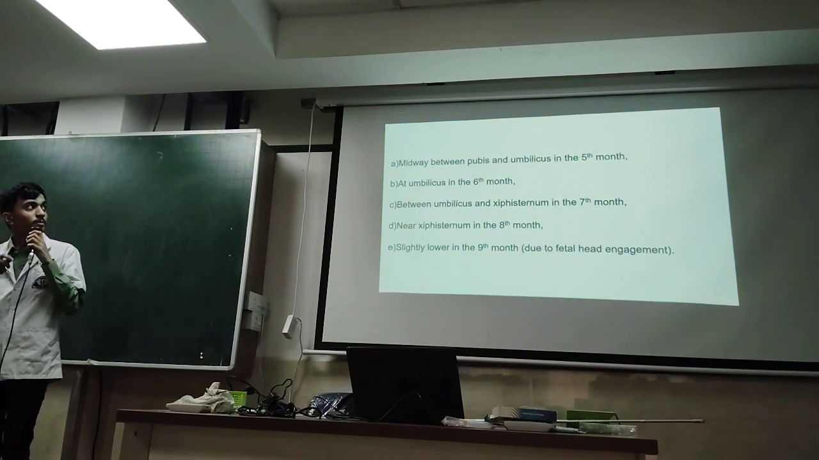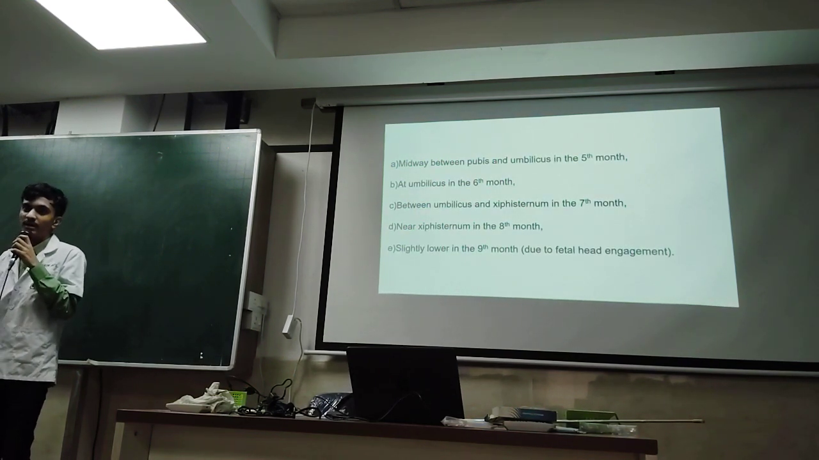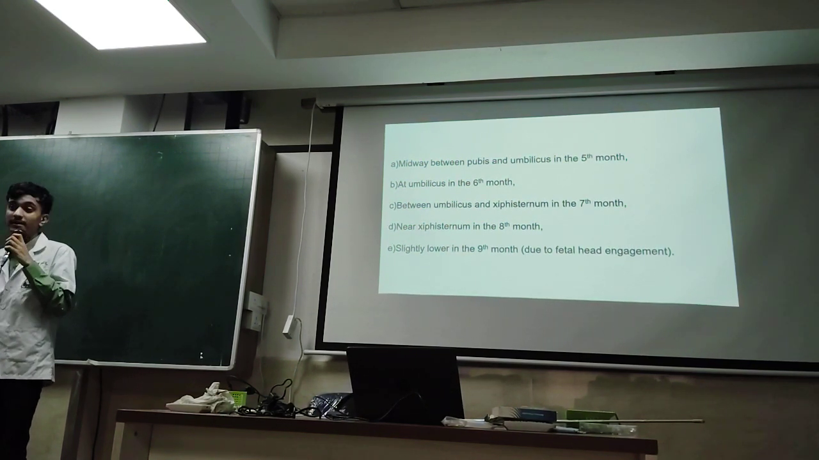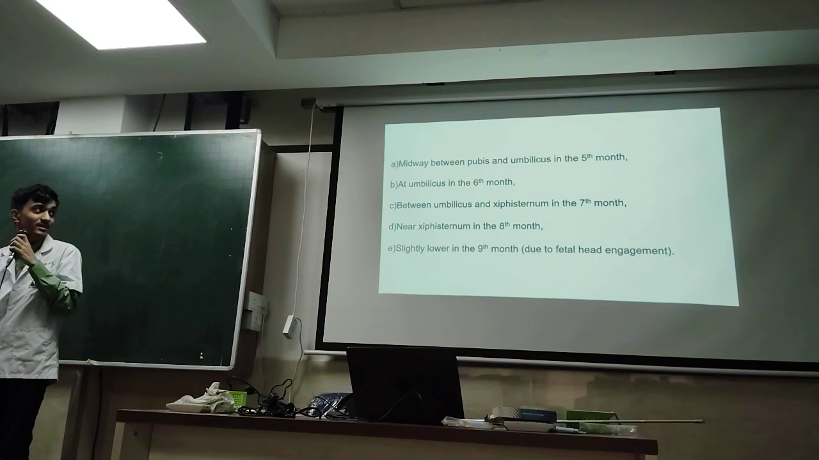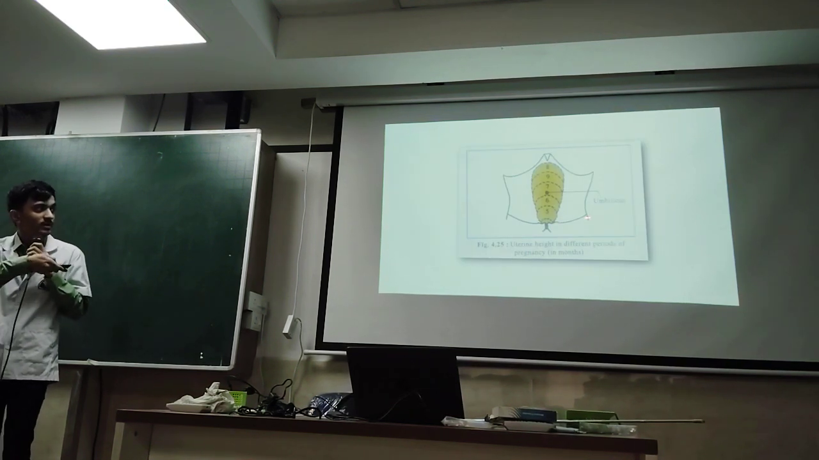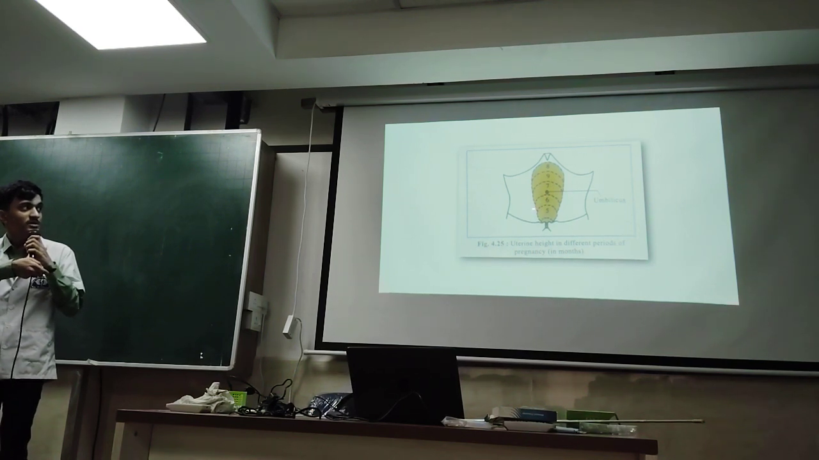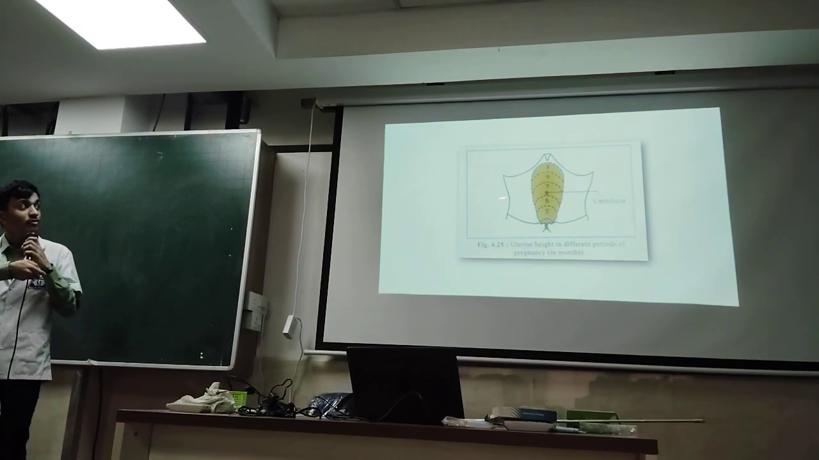In the 5th month, it is midway between the pubis and umbilicus. At the 6th month, it reaches the level of the umbilicus. In the 8th month, it reaches near the xiphoid process, and it descends downward in the 9th month due to the fetal head. As you can see in the diagram, in the 5th month it is between the pubis and umbilicus, in the 6th month it is at the level of the umbilicus, and in the 8th month it is near the xiphoid process, and it goes slightly lower than that in the 9th month.